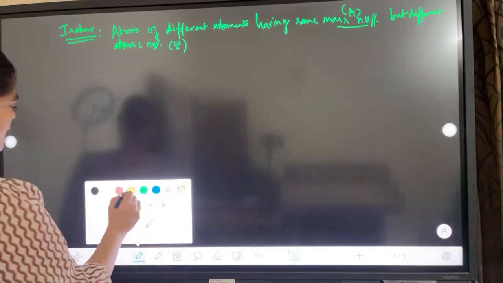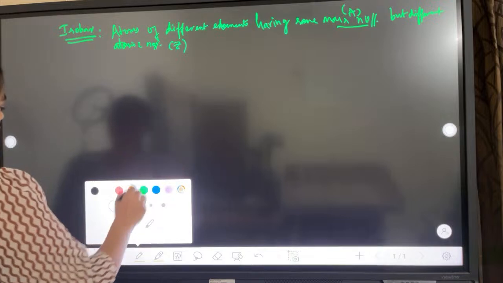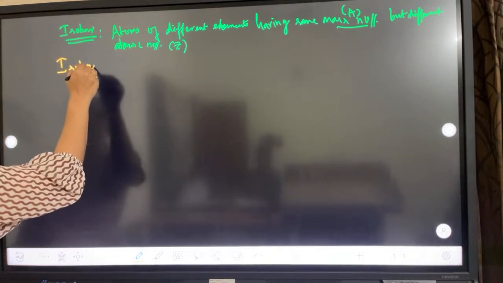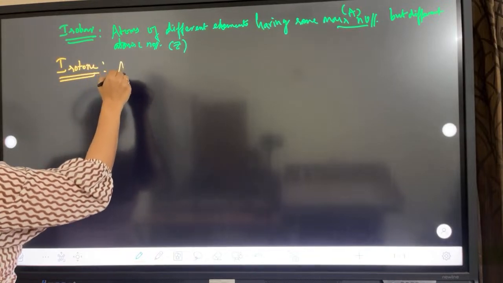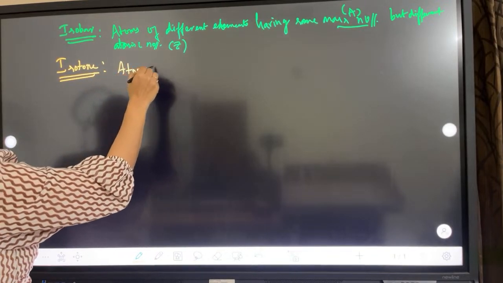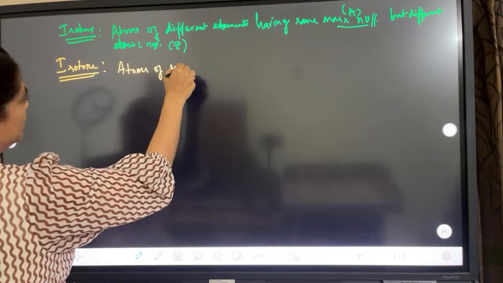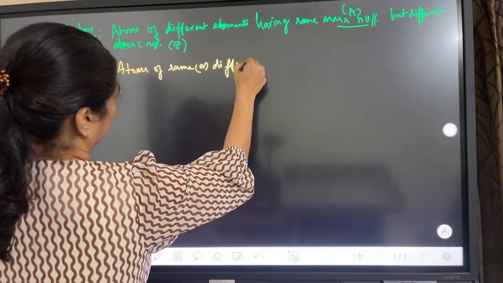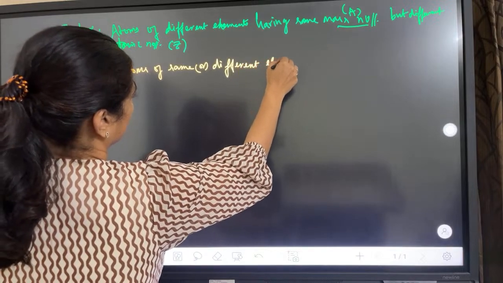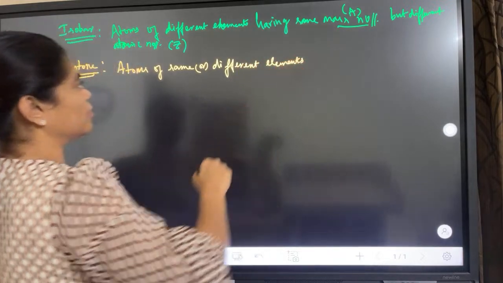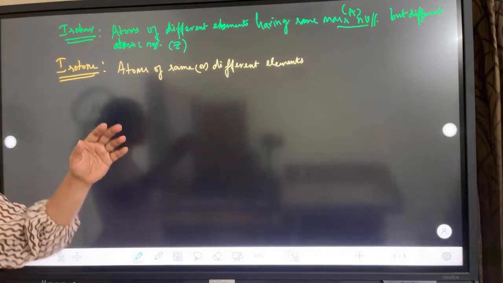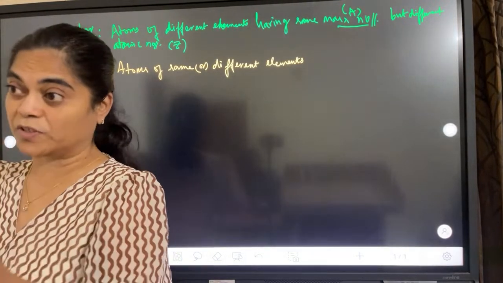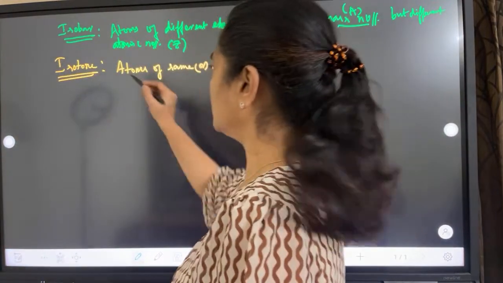So next one, what is that? Isotone. See how many elements are present in the air. Isotones are atoms of same or different elements. So it's an assignment for you. You have to Google it and find examples for isobar, isotones, and many examples for isotopes also. So this is isotone.